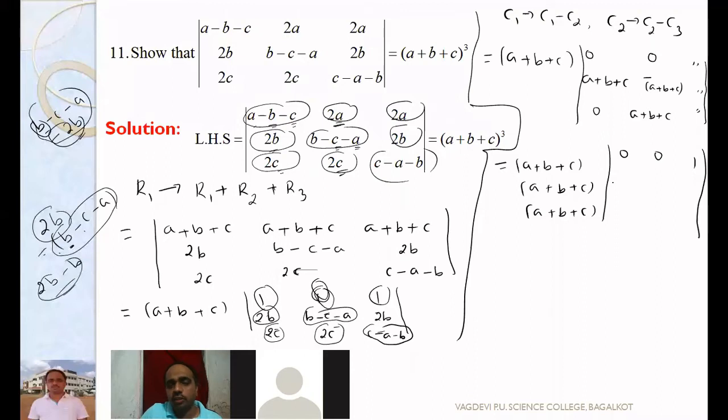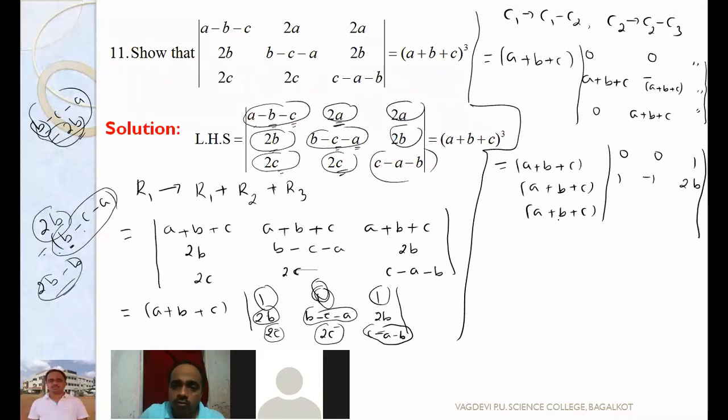Second row, if I take A plus B plus C common, what do I get? Can you write on the chat box? If I take A plus B plus C as a common factor, what do I get? Yes, 1 minus 1, 2B.